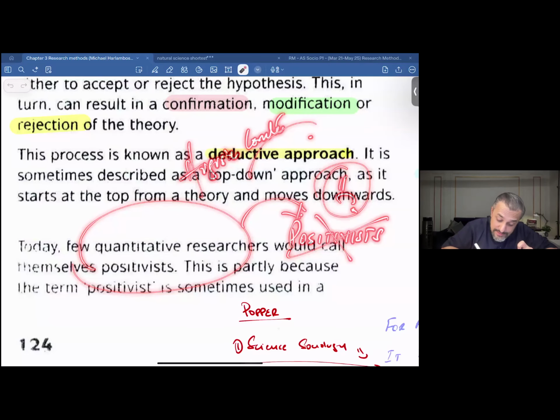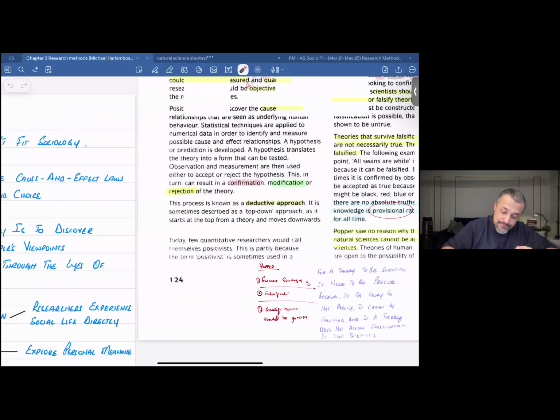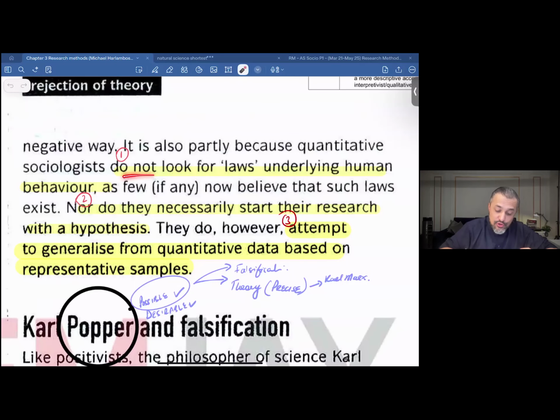And many quantitative researchers today do not agree. They don't agree to the idea that we could have laws on human behavior. I don't agree to it either, if that matters. So taking this a little further from here, it is also partly because quantitative sociologists do not look for laws underlying human behavior, as few, if any, now believe that such laws exist.